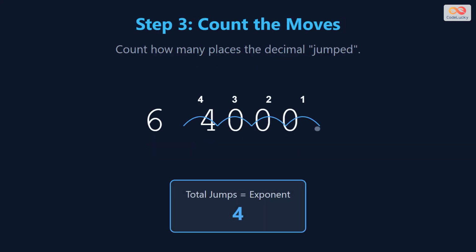Step 3 is to count the moves. Count exactly how many times you jumped over a digit. In our example, we jumped 4 times. This number, 4, will become our exponent, so we know the power of 10 will be 4.